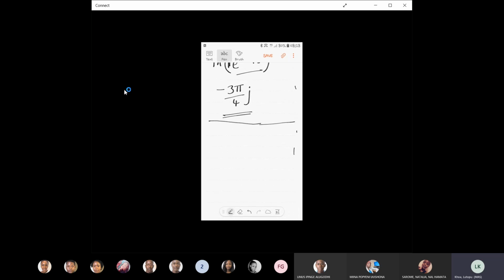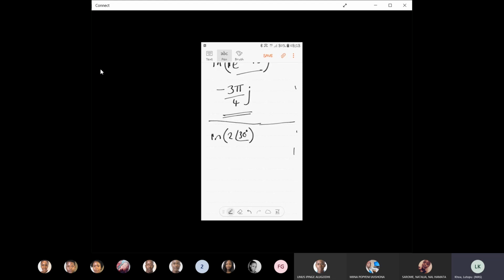I have ln of 2, and here I have 30 degrees. Now, if your complex number is not given in exponential form, the first thing you have to do is convert it to exponential form. And very important, your exponential form must have theta in radians. If theta is not in radians, then what you have written is not defined.